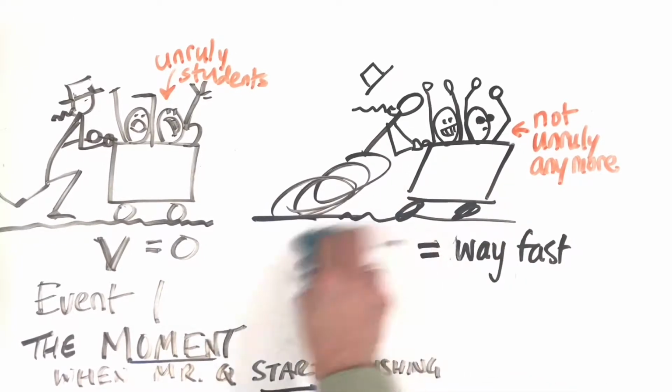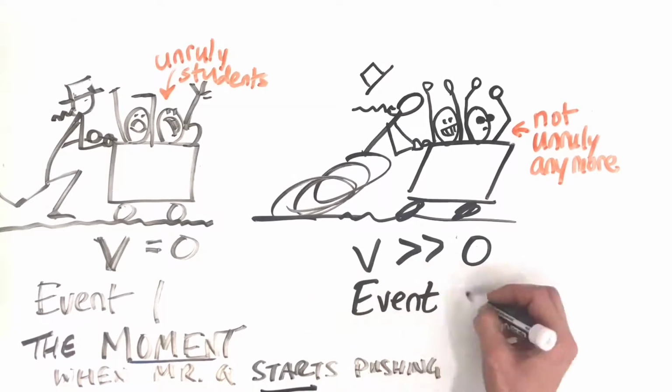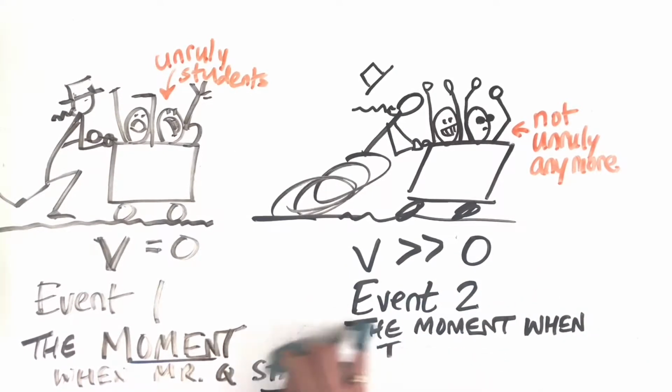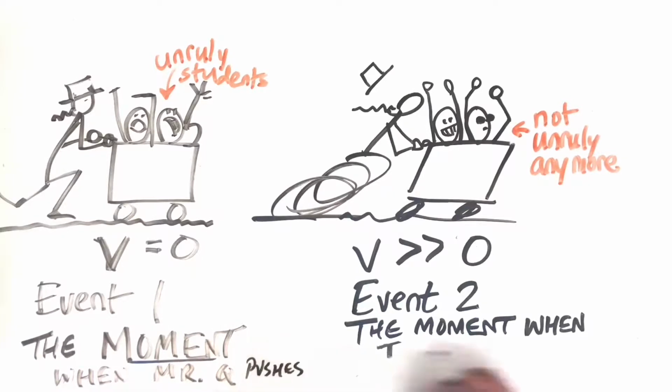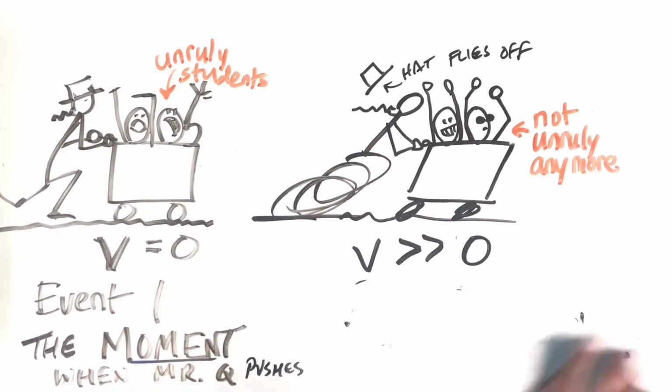So if we want to say the speed is way fast in equation form without putting numbers, we can use this special symbol, which means way greater than. So we can say the speed is way greater than 0. So this event will be when, let's say, Mr. Q reaches maximum speed, which also means the cart reaches maximum speed. We could have picked any moment in time, but we're going to pick that one to make things a little bit easier. We can tell he's going fast because his hat flies off. Of course. All right, so we have event 1 and event 2.